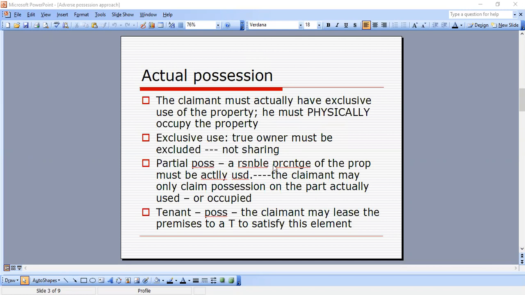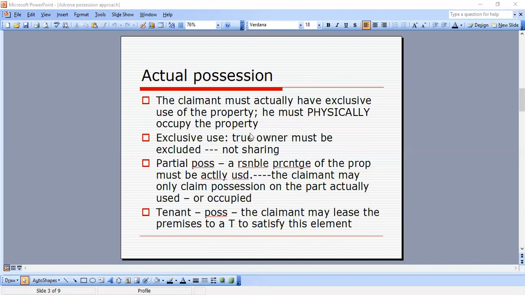Partial possession, a reasonable percentage of the property must be actually used. So let's say he's only using a piece in the back where the little shed is at. That's the only piece that the claimant may claim possession on, that part actually used or occupied, not the entire property, okay? Those are for MBEs, only the part actually used or occupied. Tenant possession, the claimant may lease the premises to a tenant to satisfy this element. So in order to satisfy actual possession, if he's leasing it to a tenant, then you're going to argue that on his side on your essay.